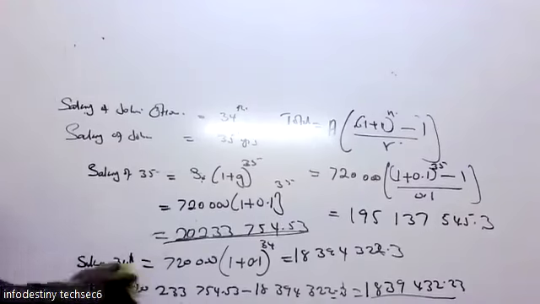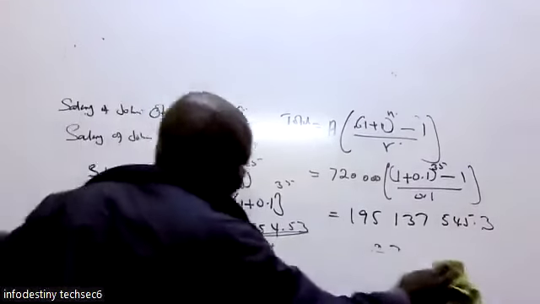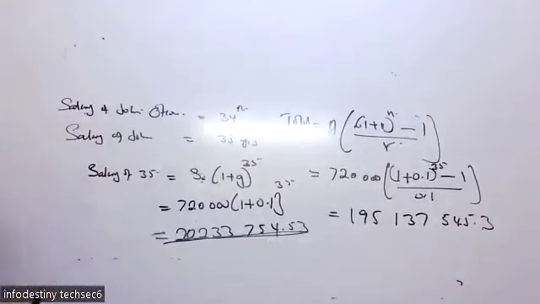So remove this one. So that is the formula. We always call it the formula for the future value of an annuity. Future value of an annuity, that's the formula.